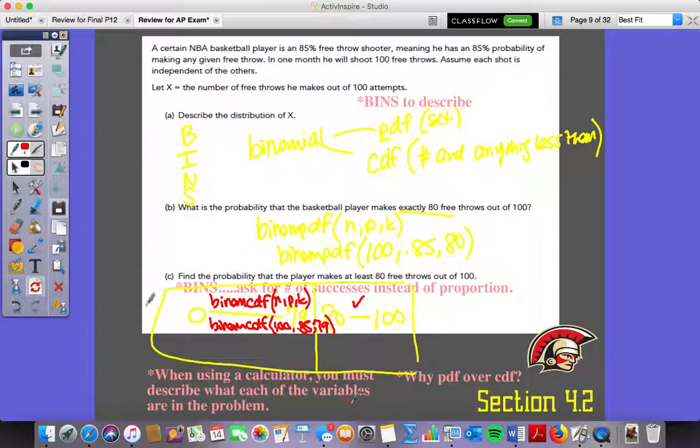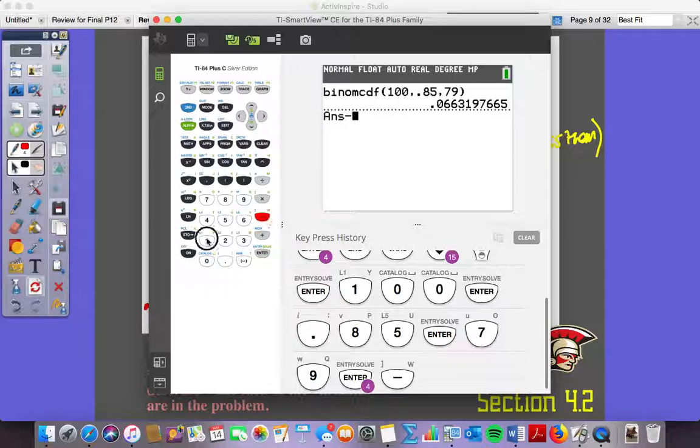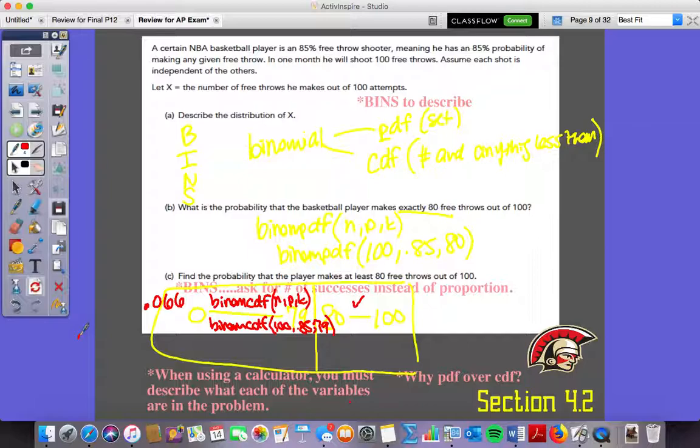I'm joking. 0.066. I would then subtract this from 1. So I would just say, okay, 1 minus this, and we would get 93.36%. Cool? All right. Visuals help. Make sure you put down the formula, make sure you plug it in, and then give me the answer. Okay?